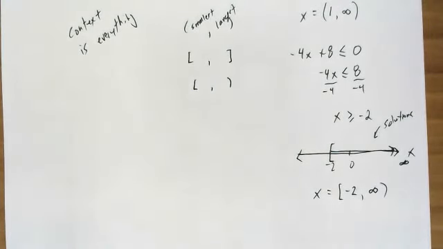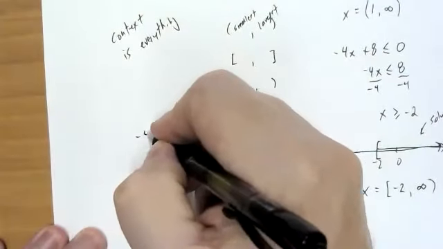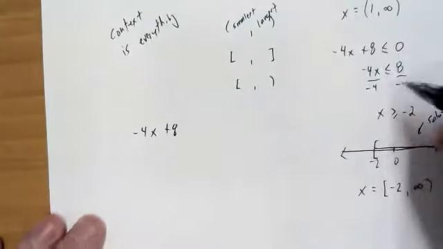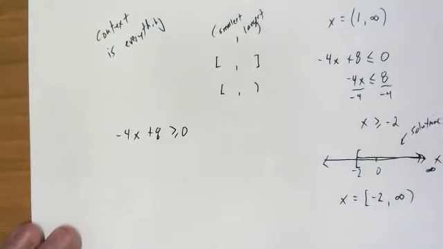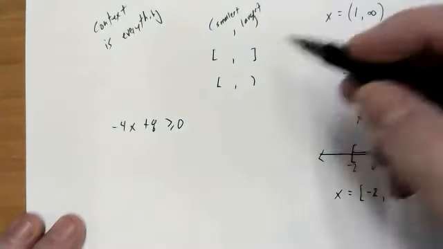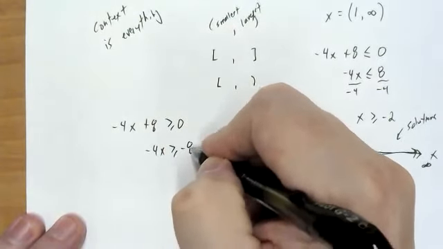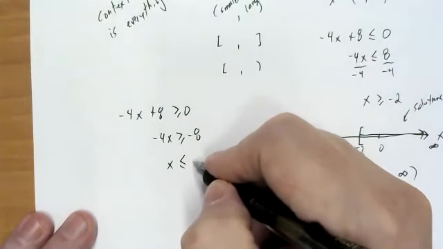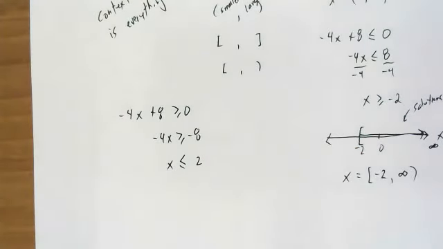Now let's do one more just for fun. How about I take this exact same problem, but only change one thing. Instead of less than or equal to 0, I'll put greater than or equal to 0. So I'm going to solve this inequality. Try and get x by itself. So subtract 8 from both sides. Divide both sides by -4, which flips the inequality. And then my solution for this is x less than or equal to 2.